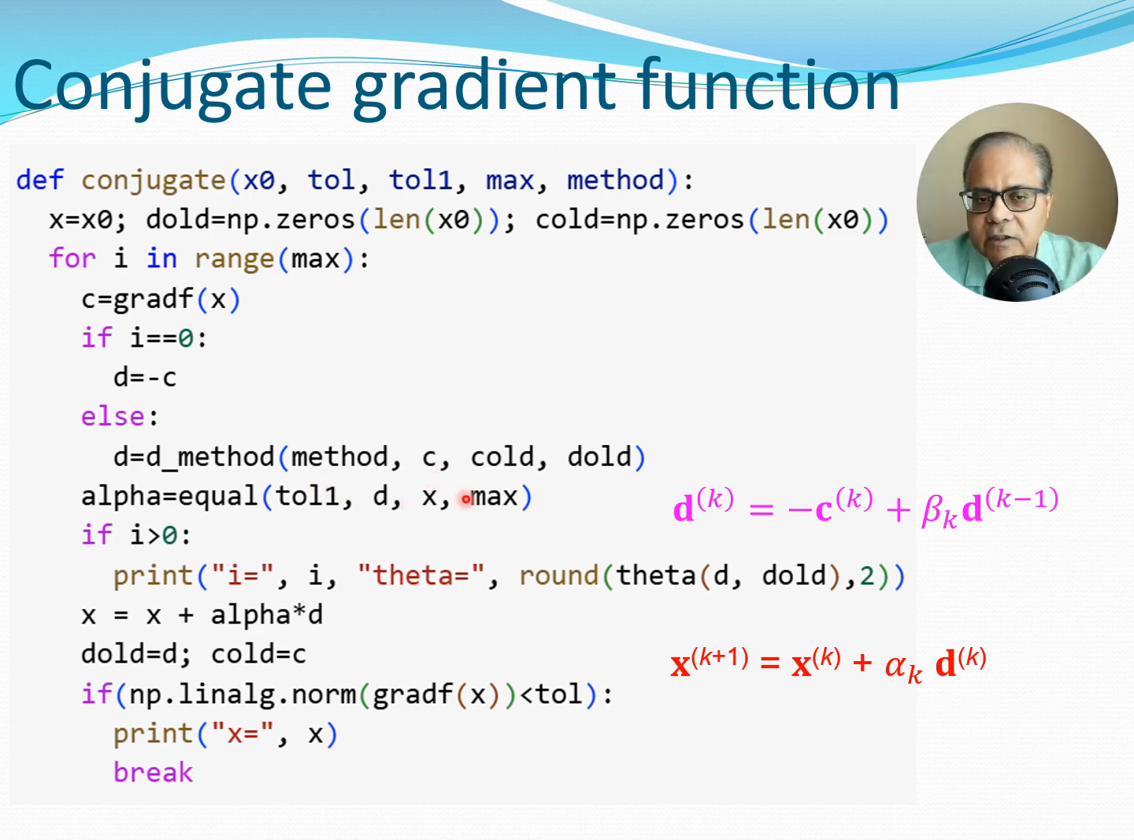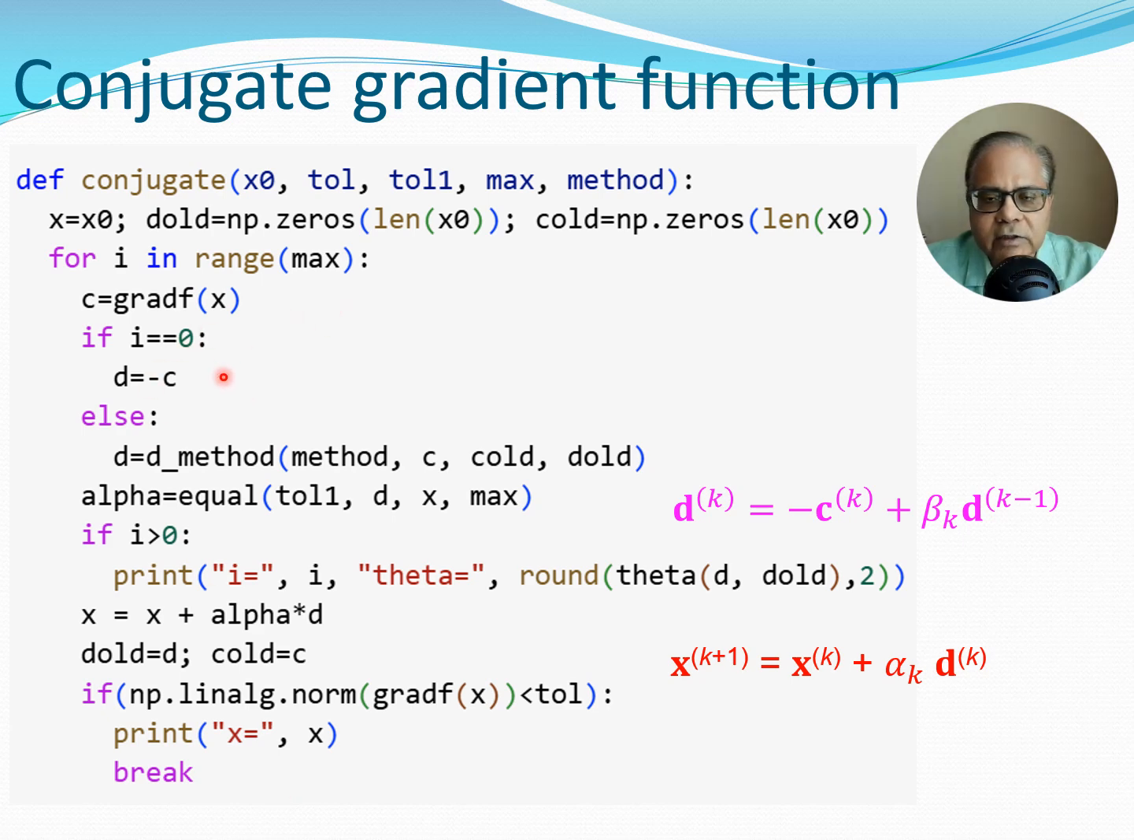I send in C, C old and D old. So C is of course the gradient vector, C old is the C(k-1)th value, and D old is the D(k-1)th value. And what happens in this function is that there is a for loop, and the first thing I do is I set C as the gradient vector.